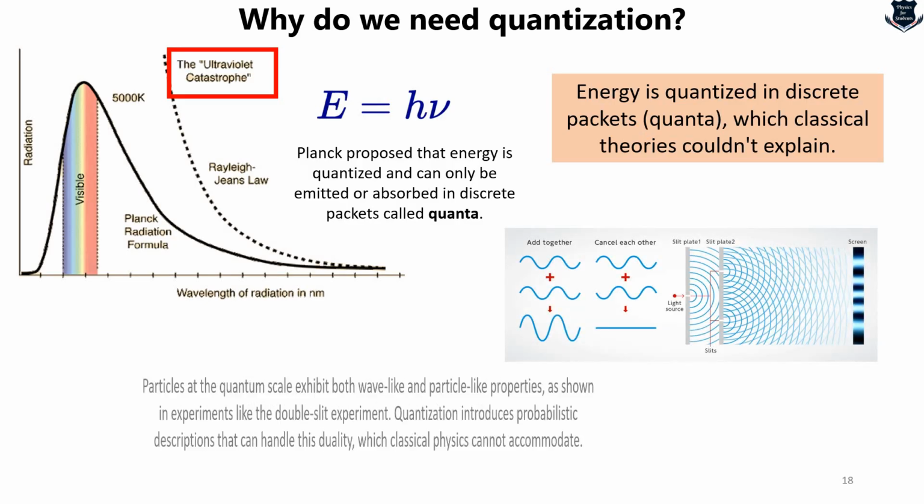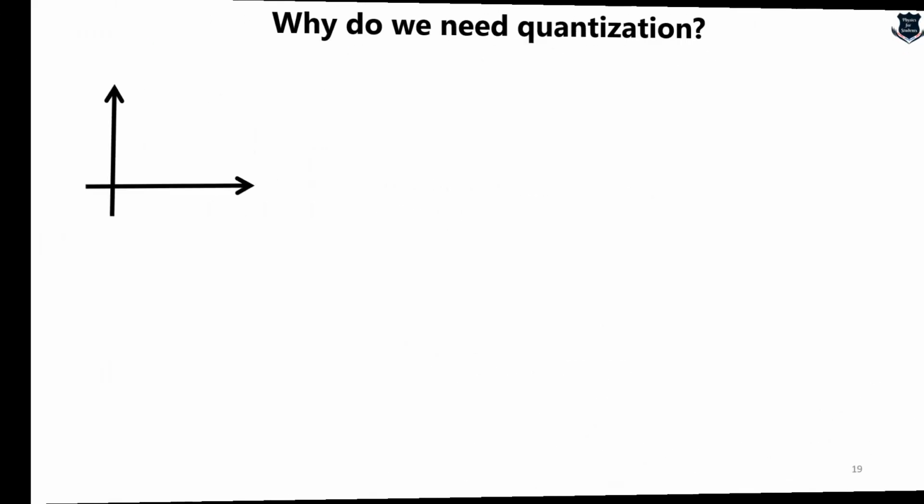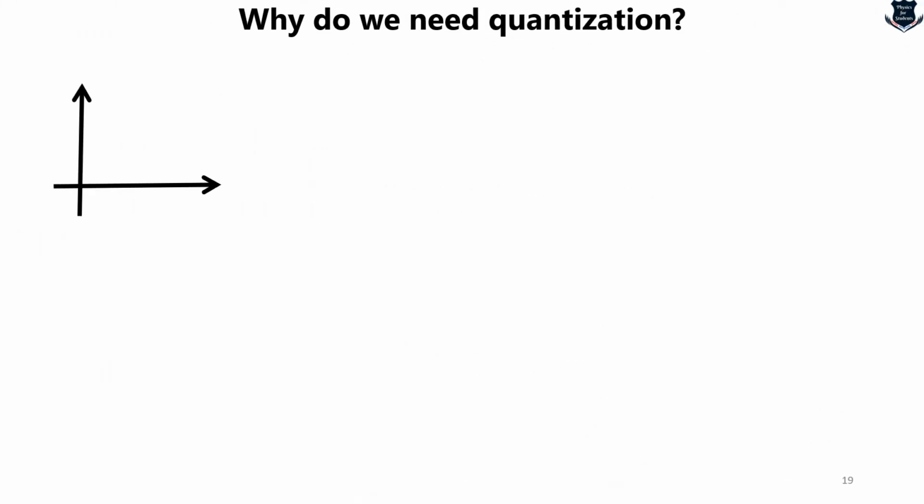Also, particles at the quantum scale exhibit both wave-like and particle-like properties. And quantization introduces a kind of probabilistic description which can handle this duality. Otherwise, classical physics cannot accommodate the idea of wave-like as well as particle-like behavior. So how do we do that? And the next thing is that, for example, if this is the x and y axis and the energy level goes up and up and up, as you see, this arrow is still going up and leads to infinity.